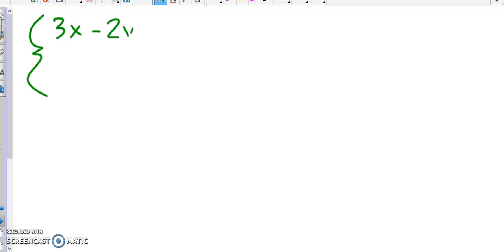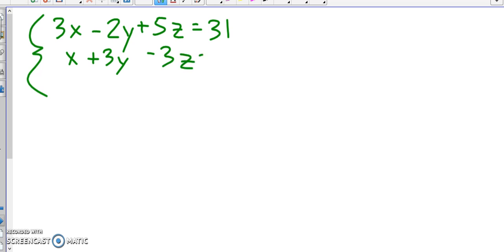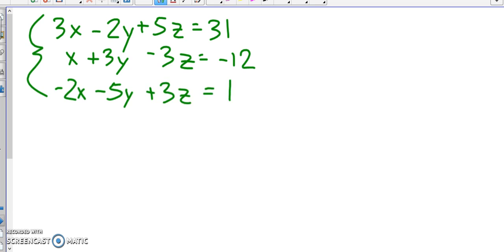3x minus 2y plus 5z equals 31. x plus 3y minus 3z is equal to negative 12. Negative 2x minus 5y plus 3z equals 11.